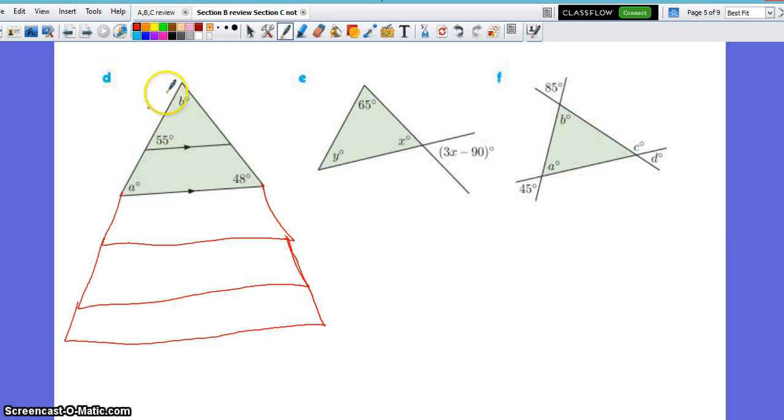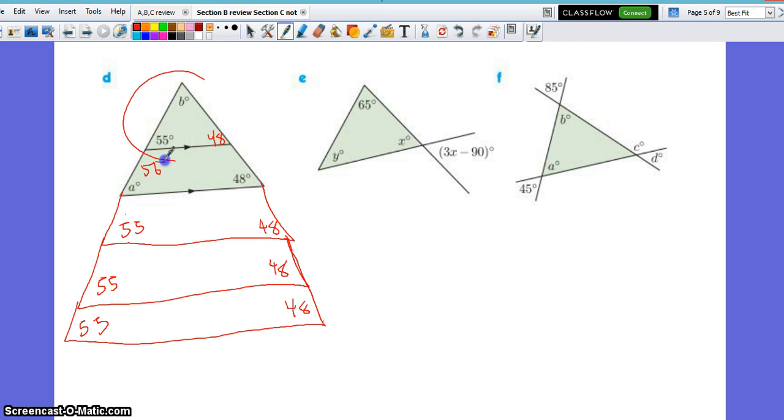Alright, so what we're trying to do is find A and B here. We know that these are corresponding angles, so all the way down here is going to be 55 degrees because they're corresponding. They're all the same. Same thing goes true here. If this is 48, this is too. So you could continue doing this 1,000 times and all these corresponding angles would be 48.